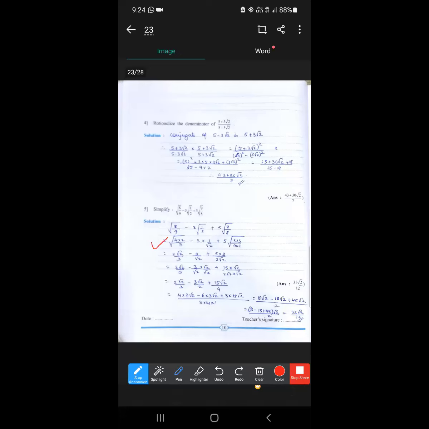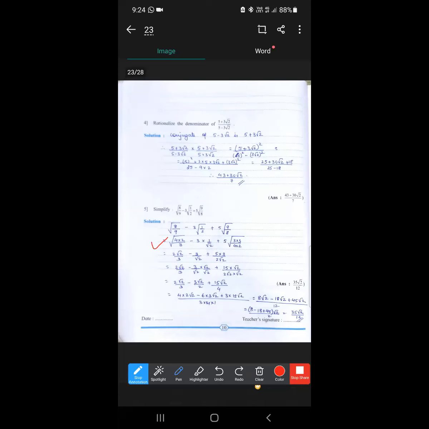I'm talking about the second step. Minus 3 into 1 upon square root of 1, which is 1, and square root of 2 is root 2, so 1 upon root 2, plus 5. 9 can be written as 3 into 3, and 8 can be written as 4 into 2. Like in the previous example, factorize in such a way that you get a perfect square. So here root 4 is a perfect square of 2.